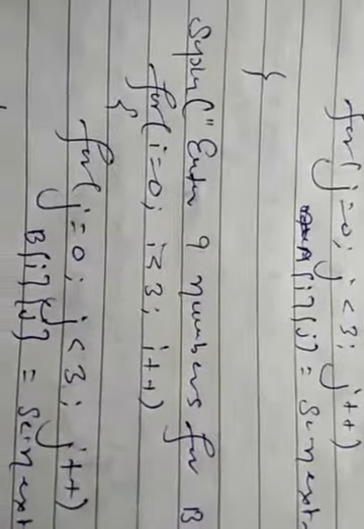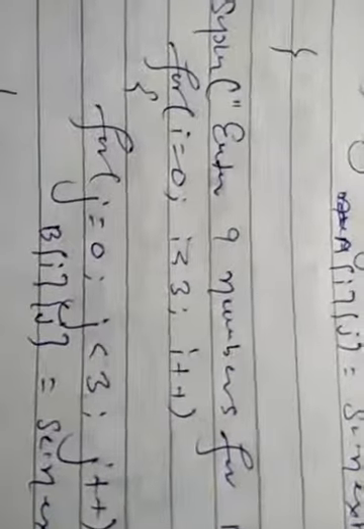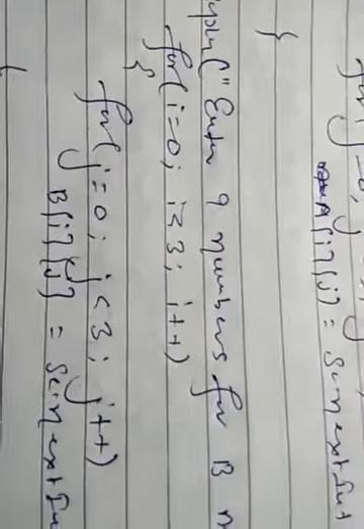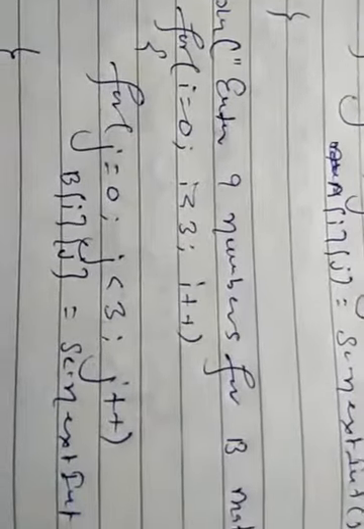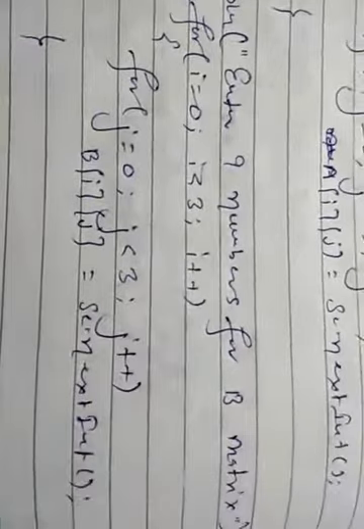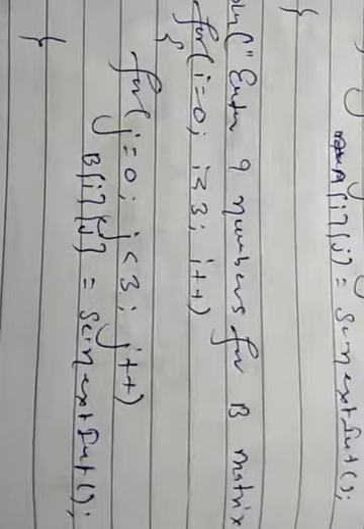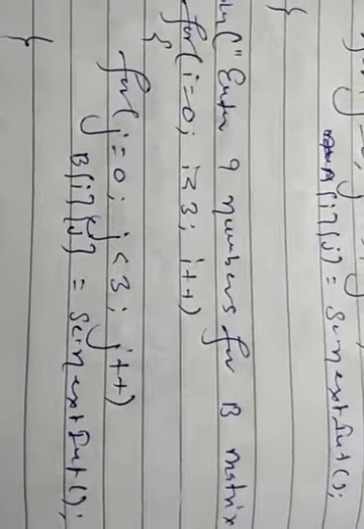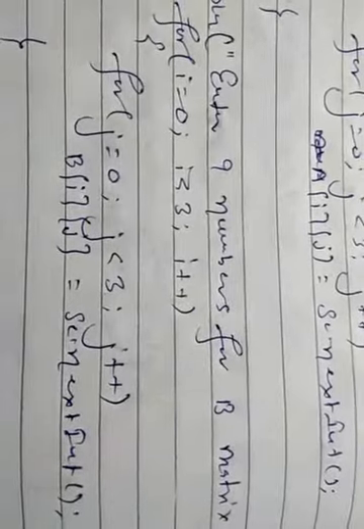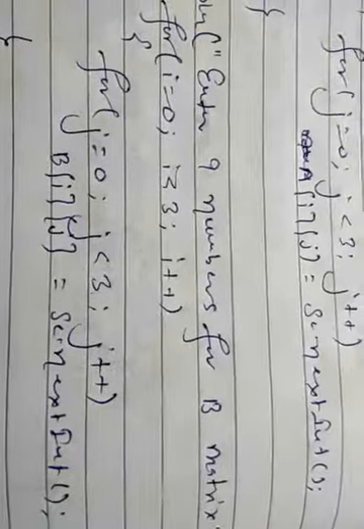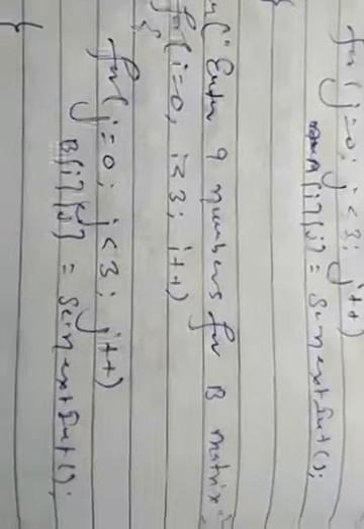Similarly, we will write the code for the B matrix: enter 9 numbers for the matrix B. So i equals 0, i is less than 3, i plus plus; for j equals 0, j is less than 3, j plus plus, and b[i][j] = sc.nextInt(). So up to here we have inputted both the 3 by 3 matrices at the terminal screen from the user.